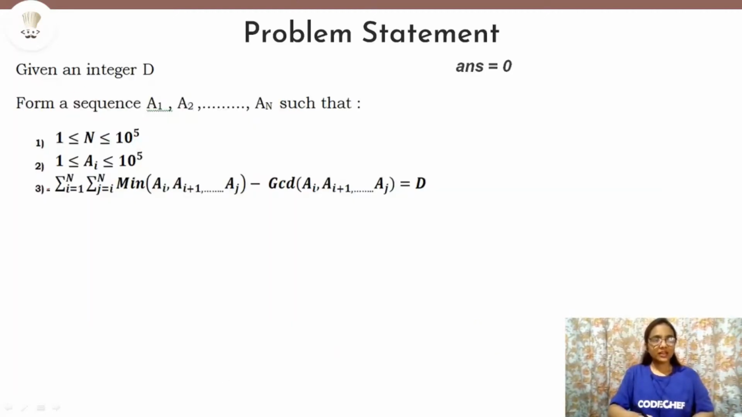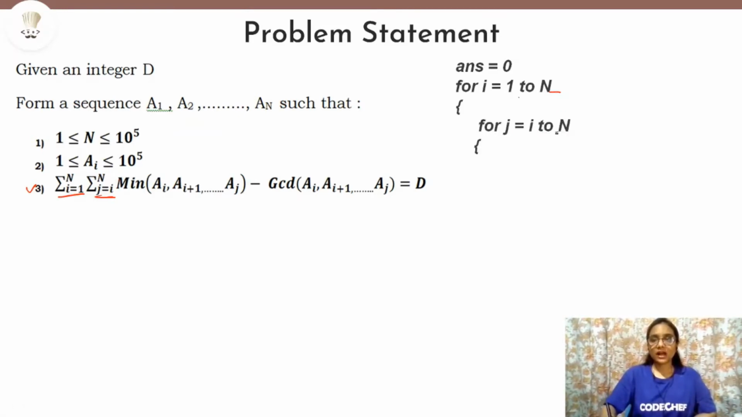So this is our problem, and now we are supposed to understand what the third condition or the third expression means. You can see here that we are given two summations. The first summation is from i equals 1 to n, which can also mean that we are running a for loop from i equals 1 up to n, right? Now the second summation is within the first summation, so it means that it is a nested loop, and this second summation is the inner for loop. So this summation is running from j equals i to n, so we can say that the inner for loop will run from j equals i up to n.